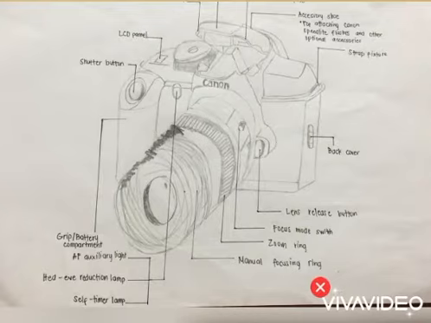Front view of digital camera. Grip battery compartment. A battery grip is an accessory of an SLR or DSLR which allows the camera to hold multiple batteries to extend the battery life of the camera.